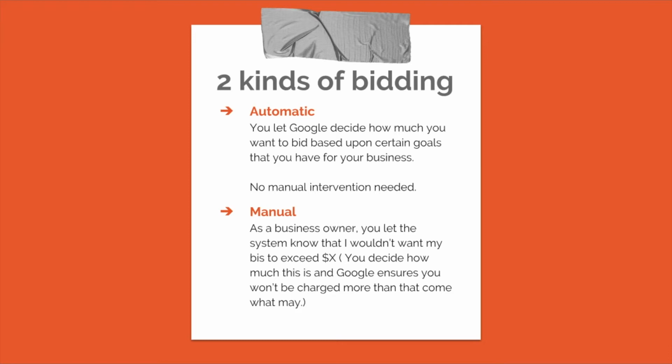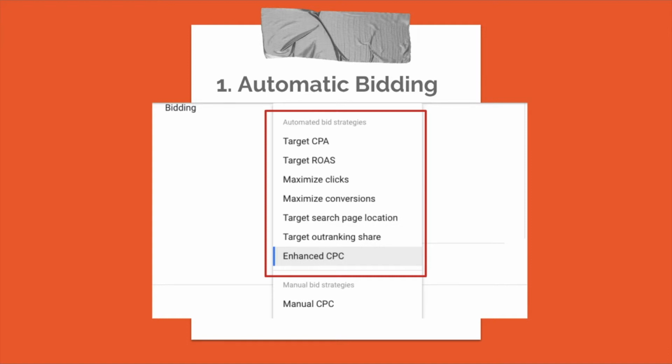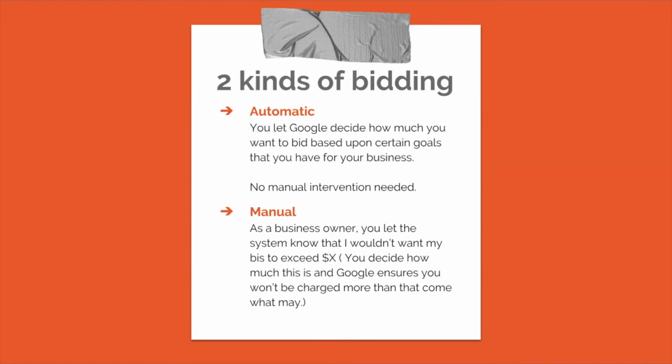Now, the second level of bidding is very important to understand because this is exactly where people get confused about the whole thing. You need to understand that there are a lot of other options under automatic bidding. If you look at the screen here, under the bidding option in your campaign settings page, there is something called automated bid strategies. These are bid strategies, while automatic and manual are your bidding options.